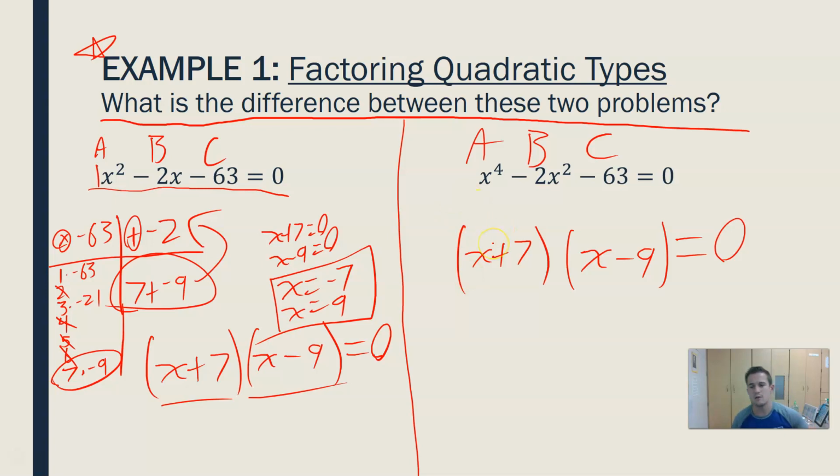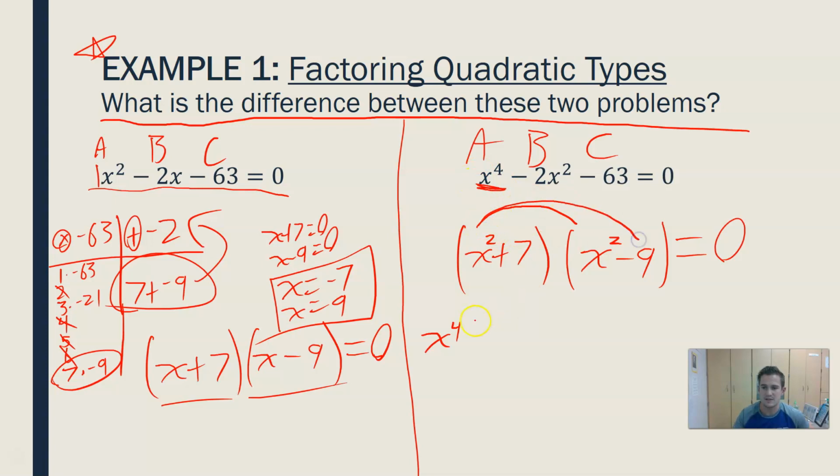However, when I start multiplying these two factors back together to see if they match, when I multiply x times x, I get x squared, not x to the fourth. Well, how can I change that? What exponent could I put on each of these x's so that when I multiply them together, I get x to the fourth? Well, if I have x squared on both of these, then when I distribute and multiply them back together, x squared times x squared is x to the fourth. Okay, that's good so far.